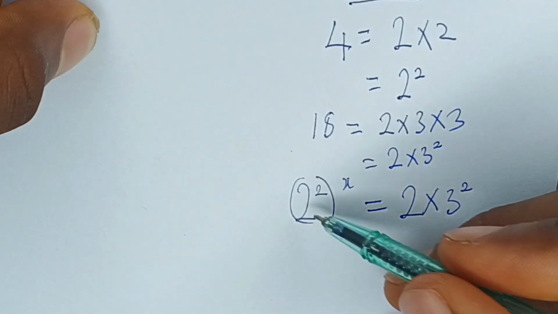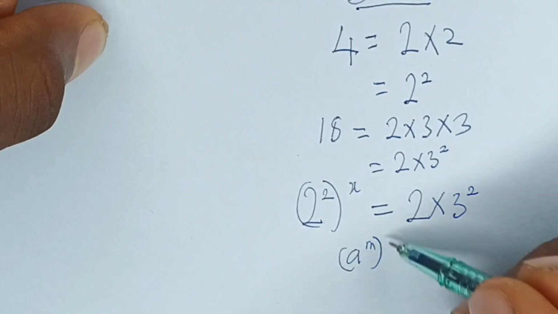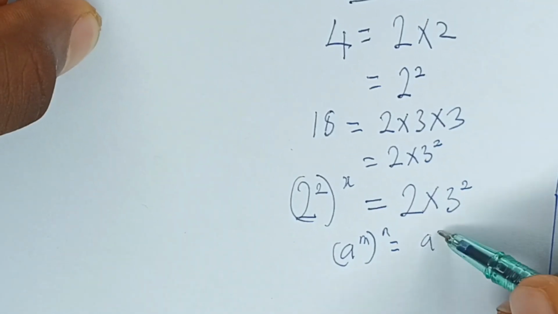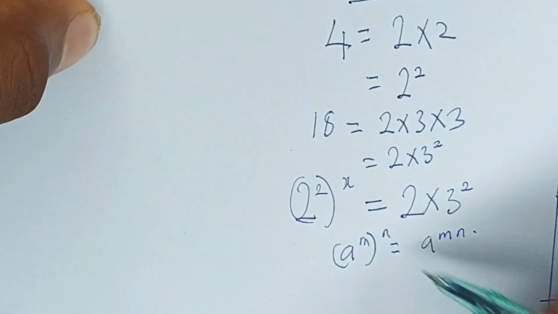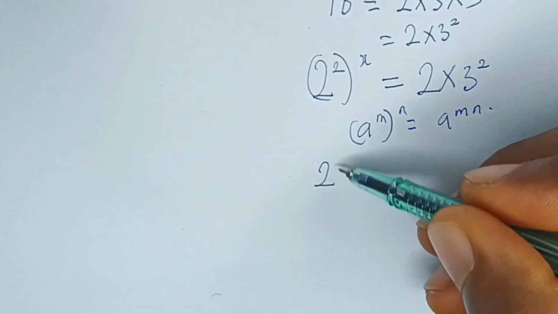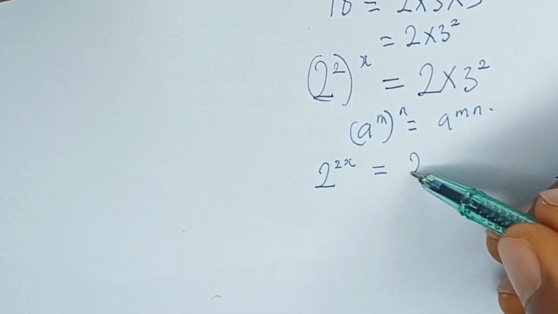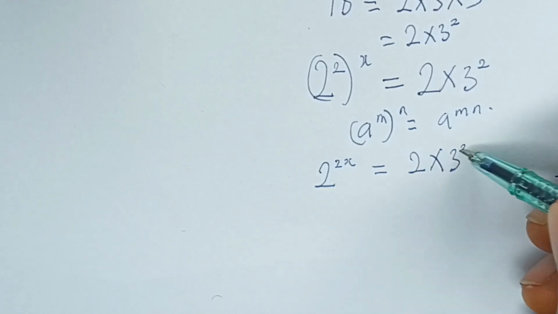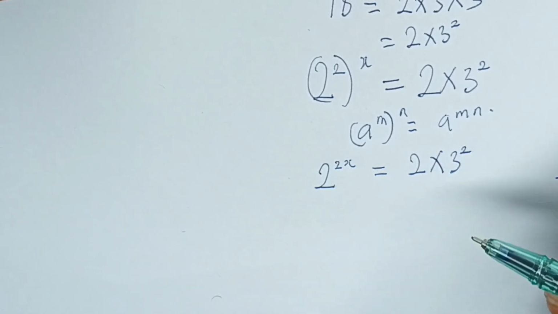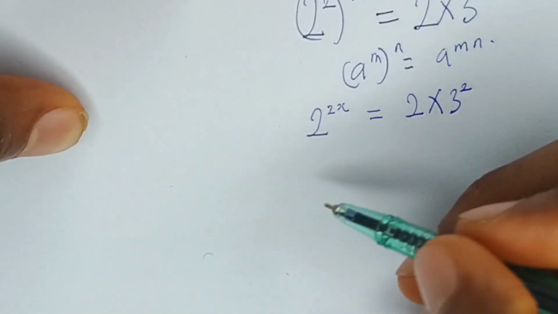Now, if I have something in the form of a raised to power m all raised to power n, it becomes equal to a raised to power m multiplied by n. So this is not an exception. So this becomes equal to 2 raised to power 2 multiplied by x, which is 2 raised to power 2x, to be equal to 2 times 3 squared. Now, let's say that we take the logarithm of both sides.